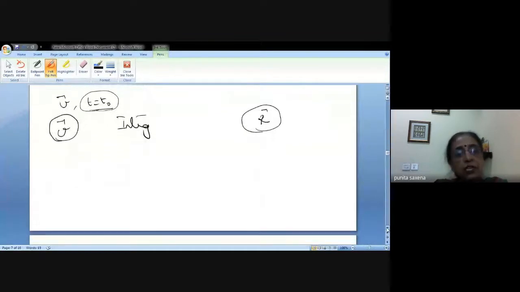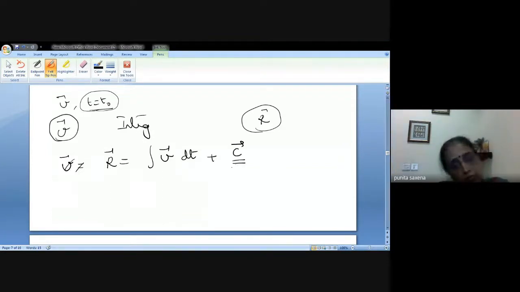So if it's a general integral, that means it will have a constant of integration also attached to it. So if I have to find r using v, it's going to be the integral of this, which will be nothing but something like this plus some constant c.